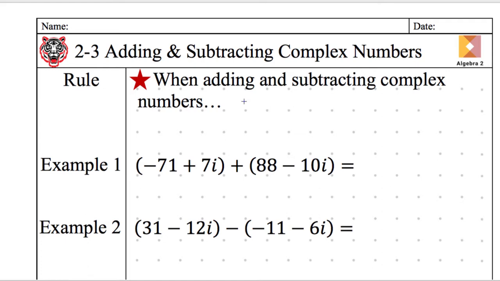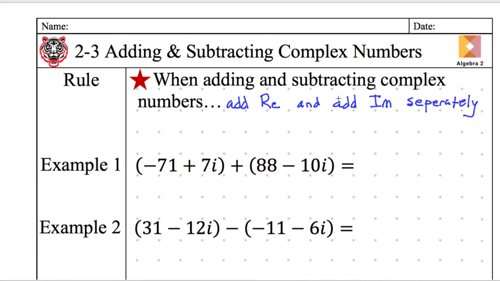All right, so when adding and subtracting complex numbers, that's our starred note, you have to add the reals and add the imaginaries separately.